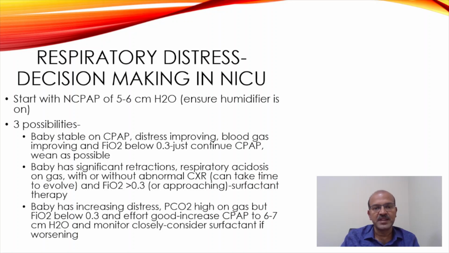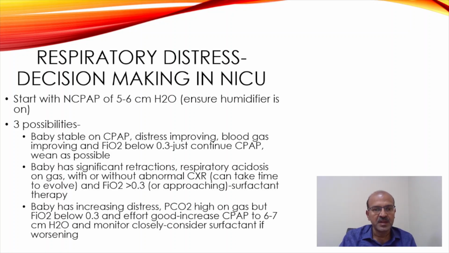There are three possibilities from this stage. The baby stays stable on CPAP, the respiratory distress improves, blood gas is improving, and the oxygen stays below 0.3. In this case, just continue the CPAP and wean as possible according to what your unit practices. Some of us wean to high flow, some of us wean the CPAP pressure to 4 and then take off CPAP.